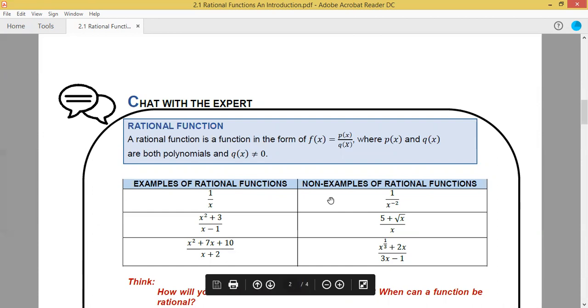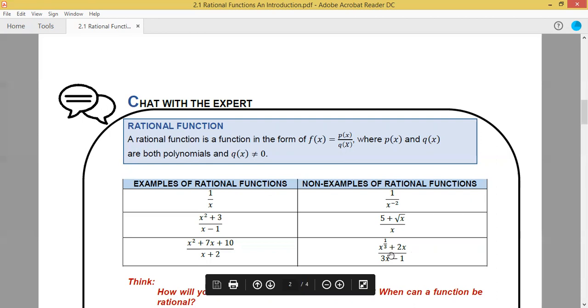Let's take a look at non-examples of rational functions. 1 is a polynomial, but x raised to -2 is not a polynomial. Why? Because the exponent is a negative integer. And the second, 5 plus square root of x is not a polynomial. Why? Because x is found inside a radical sign.